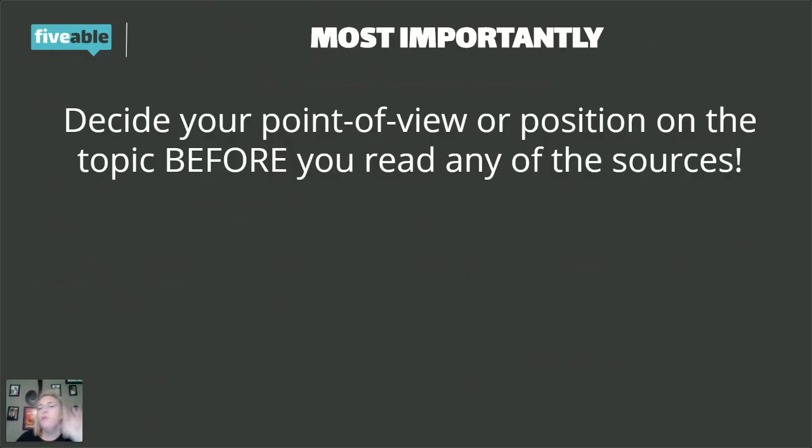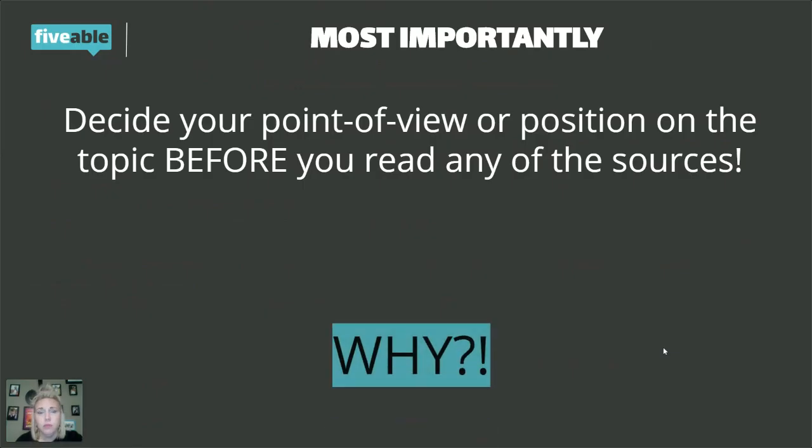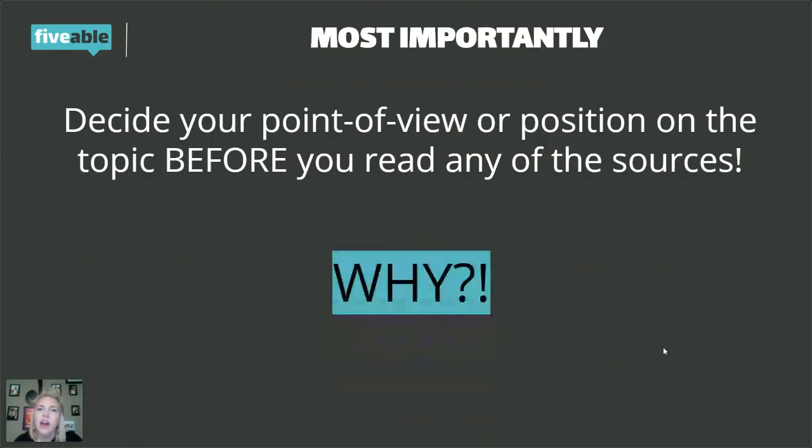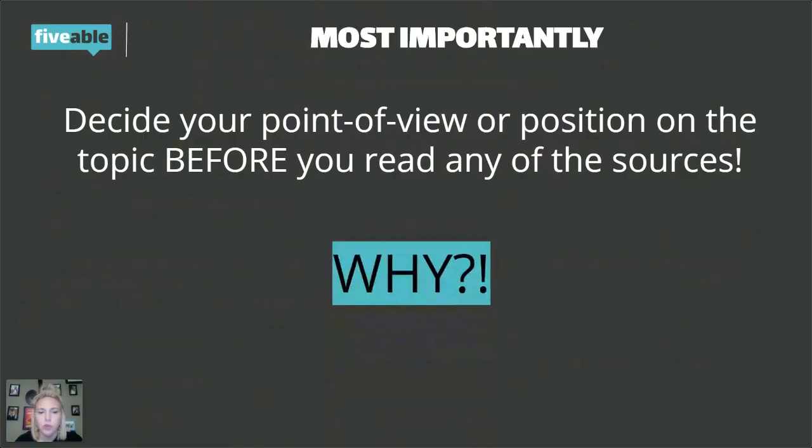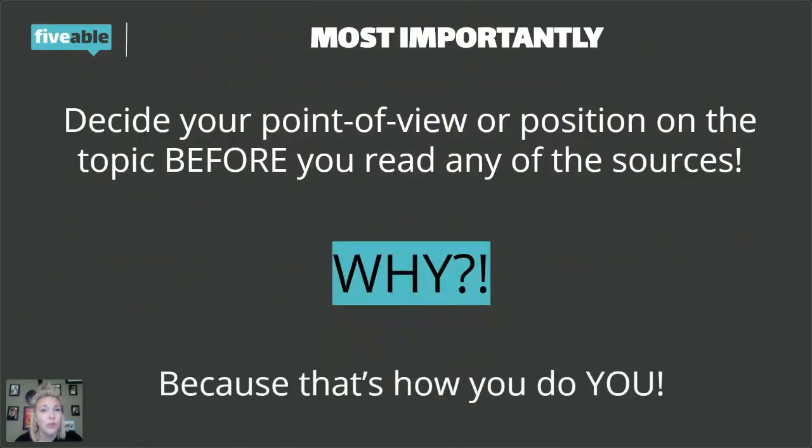So before you flip that prompt page and start reading those sources, you write down your CEE-T, you write down the implications that you want to consider, and you write down whether you're for or against eminent domain. And then when you go to your source material, you find what backs up what you're already thinking. So you have to do some brainstorming before you start reading those sources. Why is it so important that I think of what I'm going to do before I read the sources? Because that's how you do you.